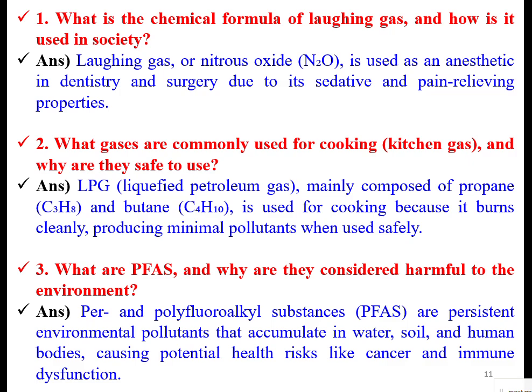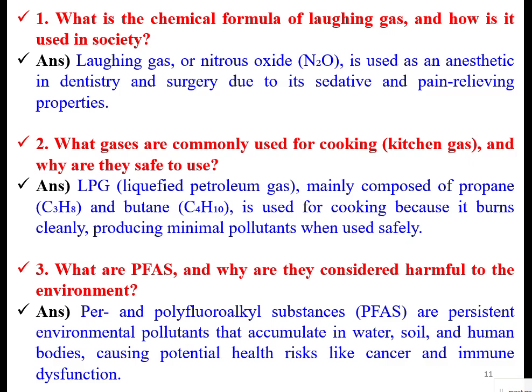Then what gases are commonly used for cooking, kitchen gas, and why are they safe to use? LPG. LPG stands for liquefied petroleum gas, the cooking gas, mainly composed of propane, formula C3H8, and butane, C4H10. These two are cooking gases we use in the home. It is used for cooking because it burns cleanly and produces minimal pollutants when used safely. So as examples for cooking gas, you can say propane C3H8 and butane C4H10.